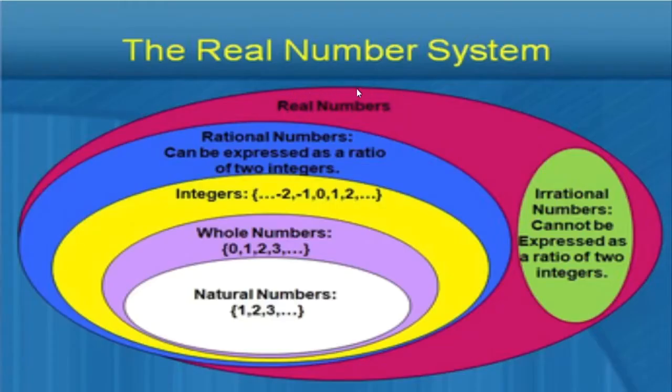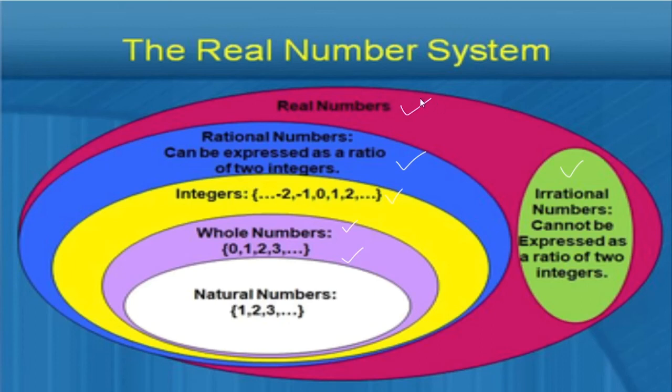Now this diagram represents the real number system. We know that real numbers form the universal set for all numbers because every number comes under the set of real numbers. Natural numbers come under the real numbers. Whole numbers also come under real numbers. Integers, rational numbers, irrational numbers, every set of numbers is included in real numbers.